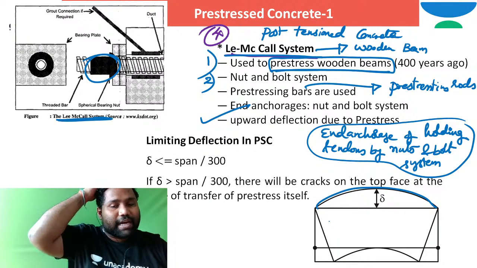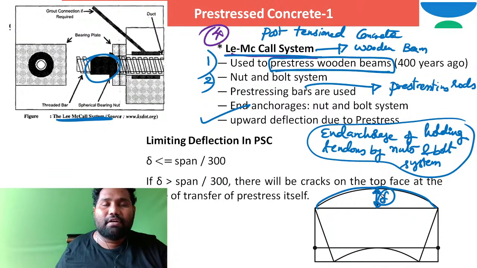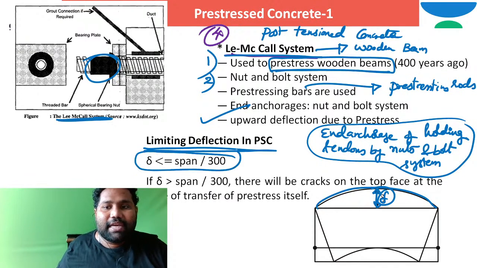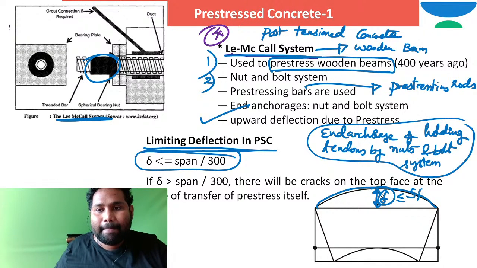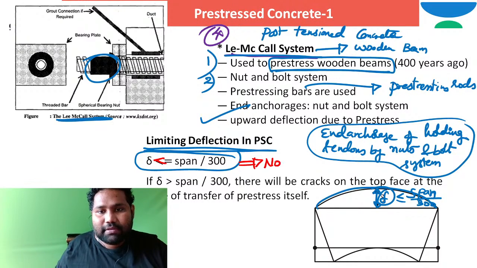Now everybody will ask, sir, by the time we are pre-stressing this, what is the maximum allowed upward deflection in pre-stressed concrete? This maximum limiting deflection in pre-stressed concrete, delta, should always be less than or equal to span by 300. When delta is less than or equal to span by 300, in such a case there are no cracks in concrete.